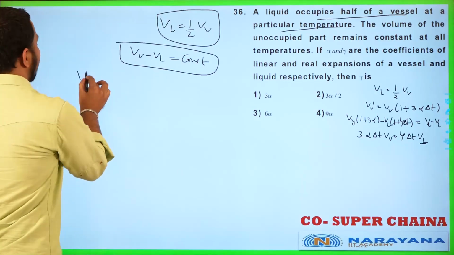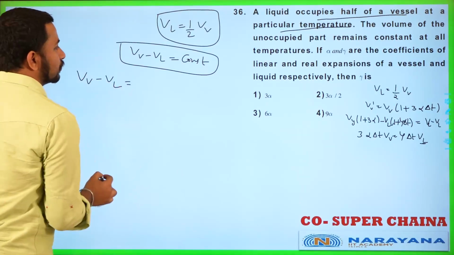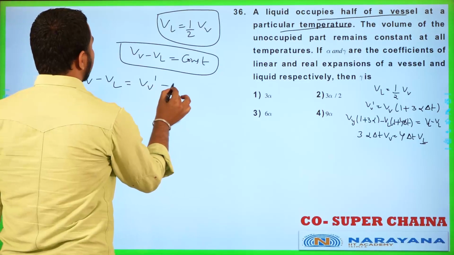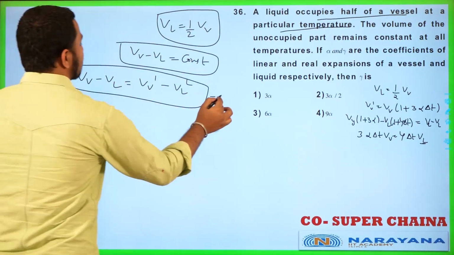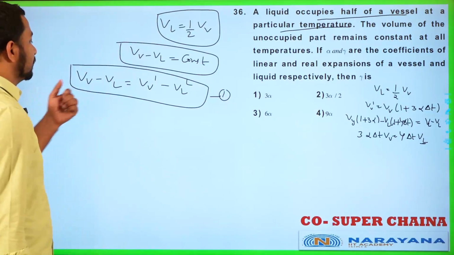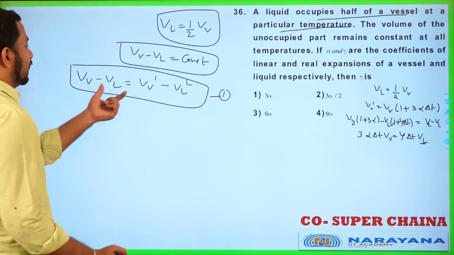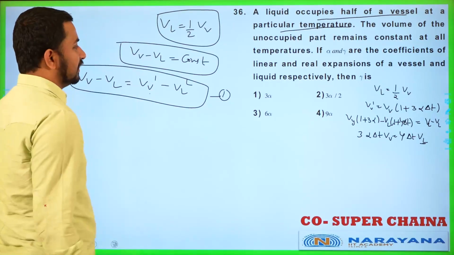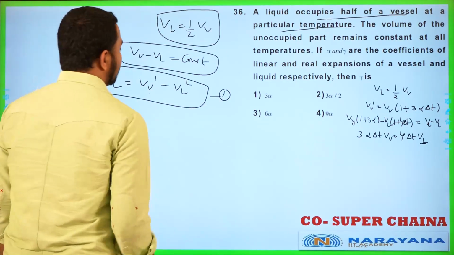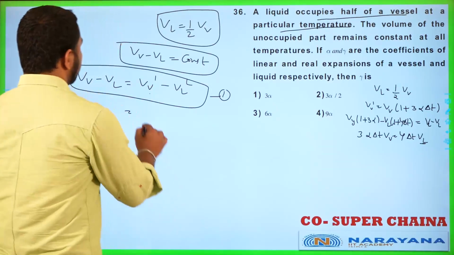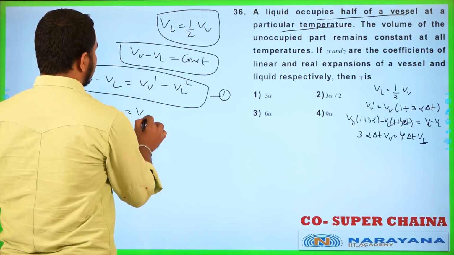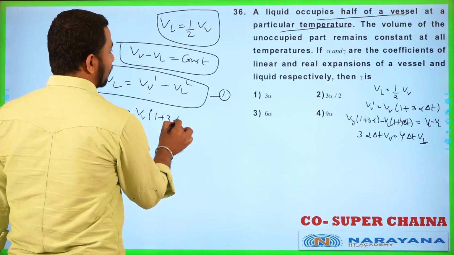So from here we can write VB minus VL is equal to VB dash minus VL dash. This will be fixed, right? So this is our equation 1. Now you have to substitute this. VB dash is at temperature T0. So for the vessel, VB dash can be written as VB (1 plus 3 alpha delta T).